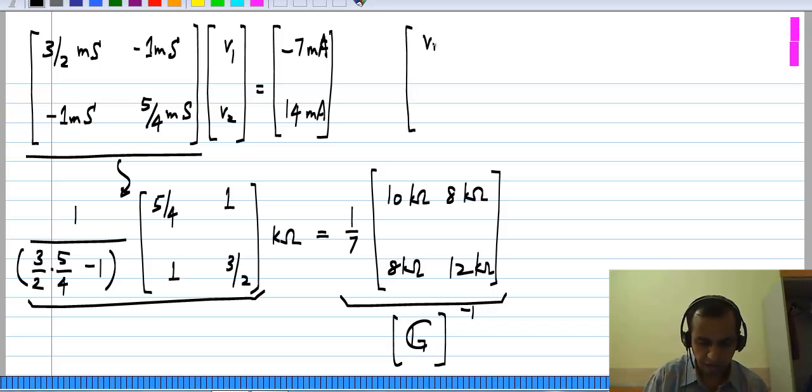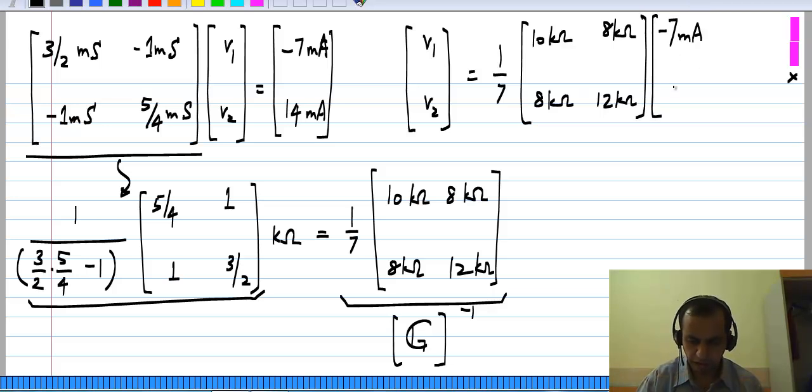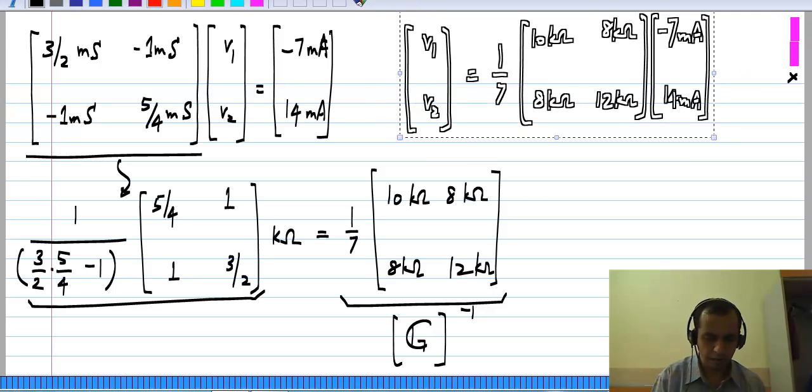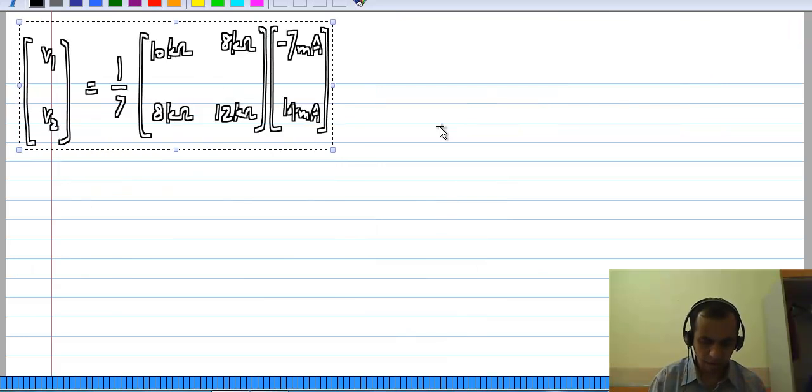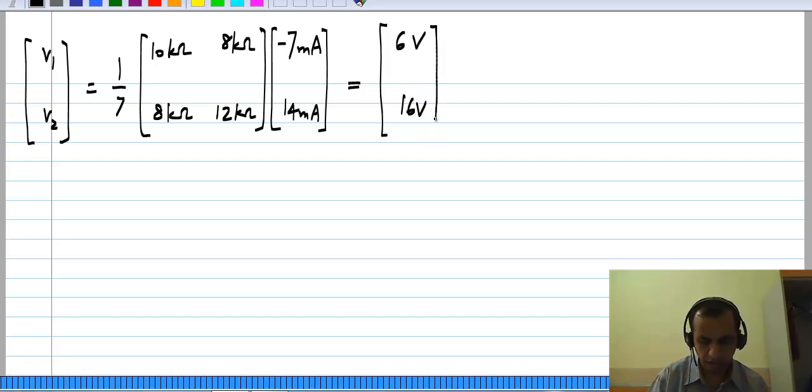Now, the unknown vector V1, V2 is the inverse of the G matrix times the current vector minus 7 milliamp, 14 milliamp. Okay. And this, you can easily see, is 6 volts and 16 volts. Okay. So the two node voltages turn out to be 6 volts and 16 volts. Like I said, you can do it by an independent method such as superposition and verify that this is indeed the case.